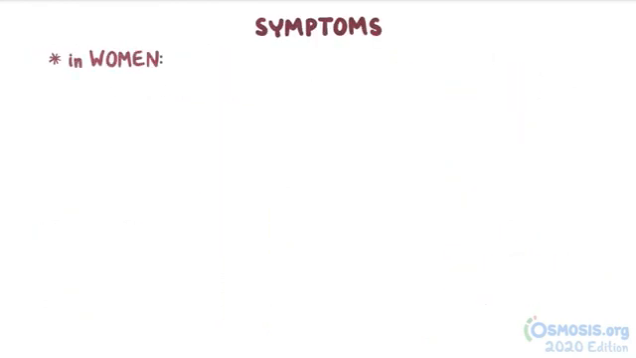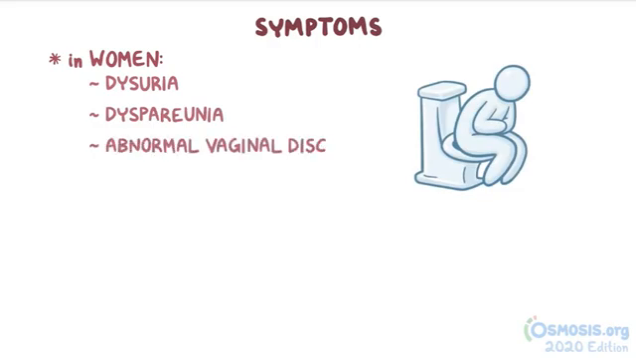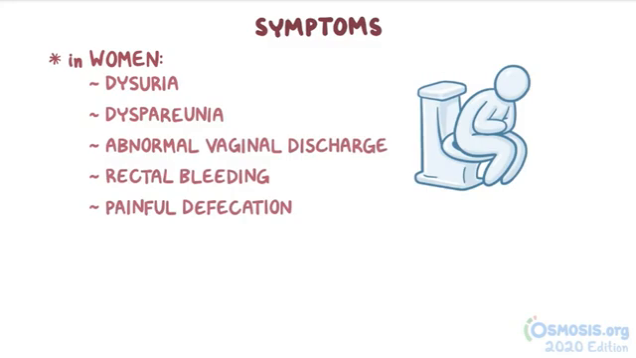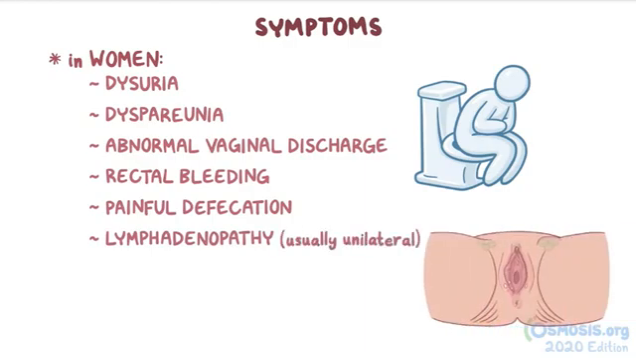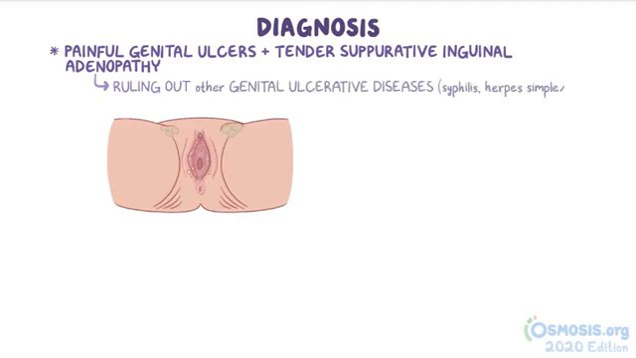In women, symptoms may also include dysuria, which is pain during urination, dyspareunia, which is pain during sexual intercourse, abnormal vaginal discharge, rectal bleeding, or painful defecation. In 50% of the cases, there may be painful inguinal lymphadenopathy, usually unilateral, which may become suppurative. Chancroid is usually diagnosed based on clinical findings such as one or more painful genital ulcers with tender suppurative inguinal adenopathy, after ruling out the other genital ulcerative diseases, such as syphilis or herpes simplex virus infection.